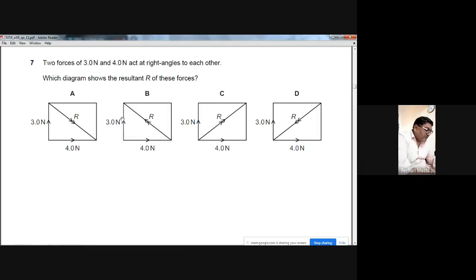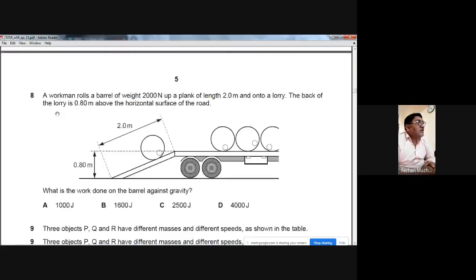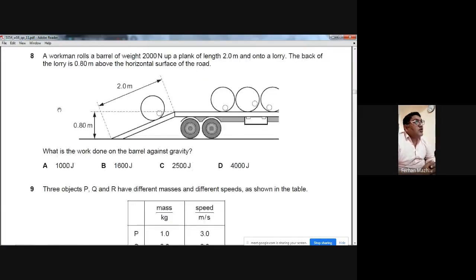So for the seventh one, the option will be C. And then comes the next one. The workman rolls a barrel of weight 2000 Newton up a plank of length 2 meter and onto a lorry. The back of the lorry is 0.8 meter above the horizontal surface of the road. What is the work done on the barrel against the gravity?